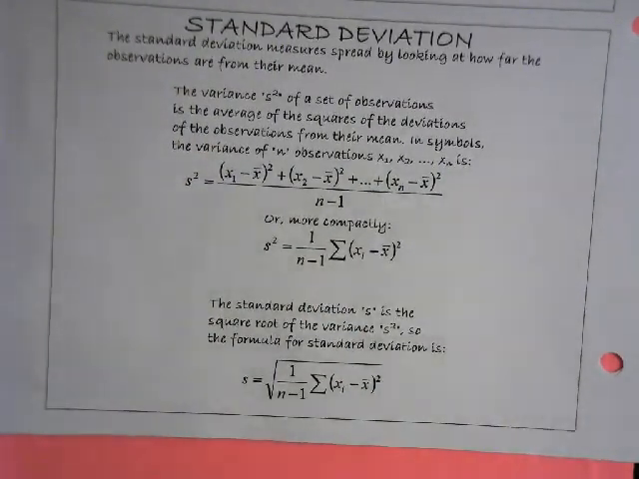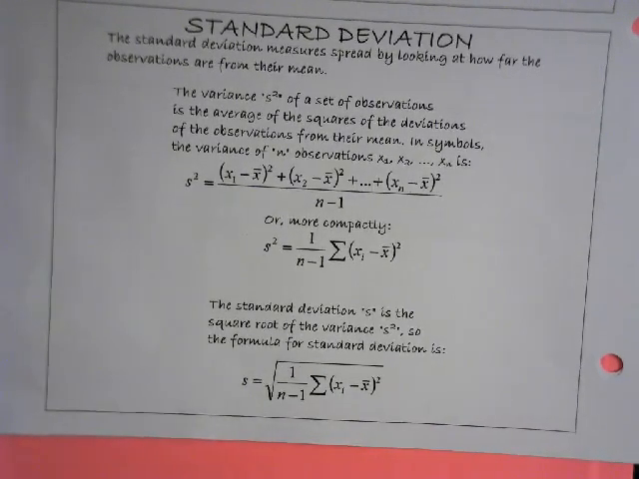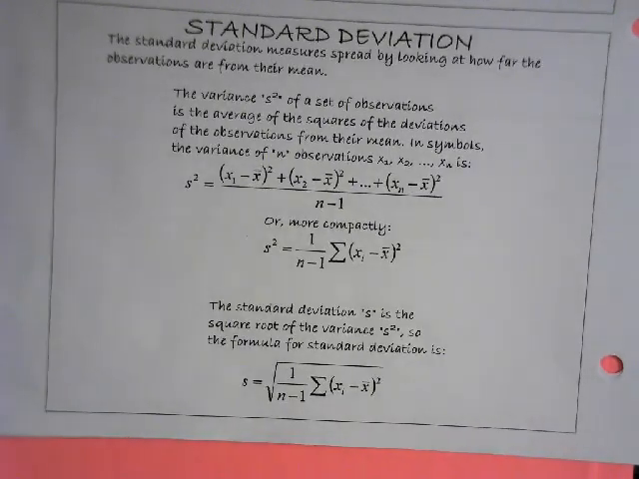Thanks, Wesley. The standard deviation measures spread by looking at how far the observations are from the mean. The variance S2 of a set of observations is the average of the squares of the deviations of the observations from the mean. In symbols, the variance of n observations x1, x2, xn is. Thank you, sir.